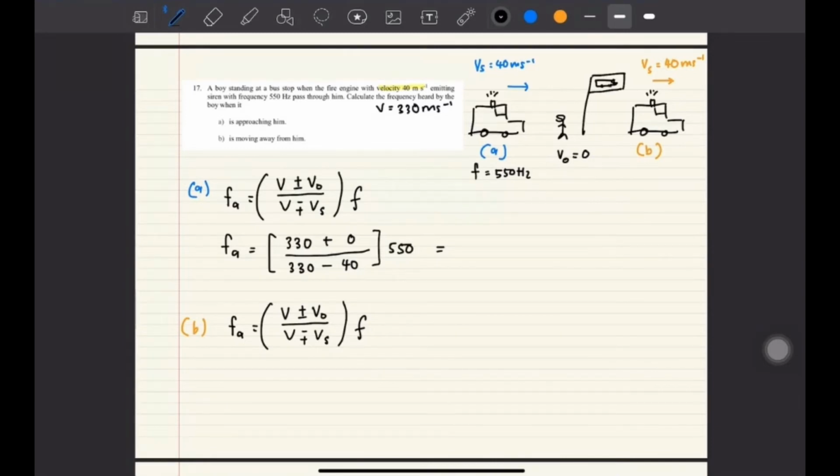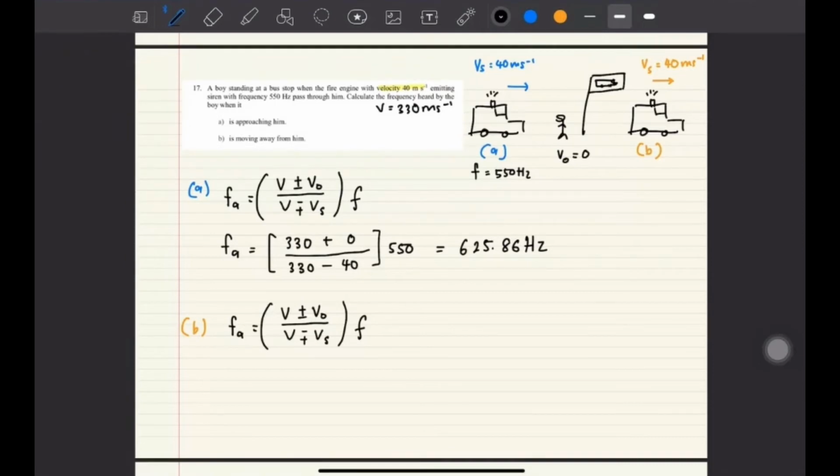Okay, dapat apa? 625.86. Okay, 625.86 Hertz. Very good. Okay, hopefully others will get the same value as well. Okay, moving on to the B.